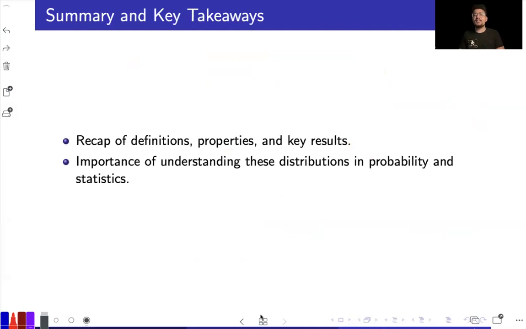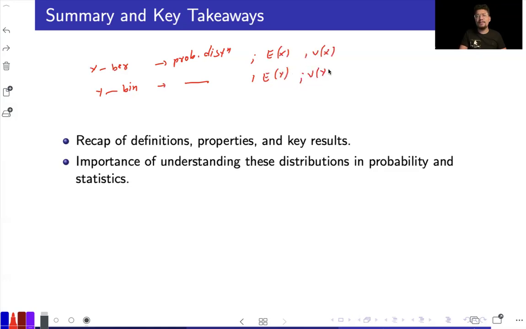Okay, now this is just the summary. We already covered the definitions. We covered x, that is some Bernoulli distribution. We covered y, that is some binomial distribution. We covered the probability distribution function, so you need to remember the probability distribution for both of them. You have to remember the expected value, so you have to go for the expected value of y also. You have to go for the variance of x, the variance of y. Then we have the MX(t) and the MY(t).